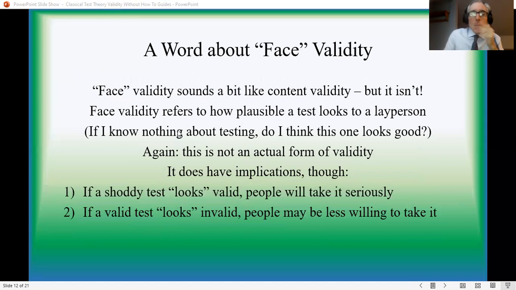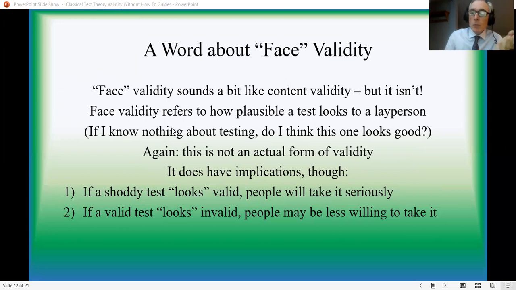Sorry. I should say something about what's known as face validity. It sounds like content validity, but it's not. Face validity, unlike content validity, refers to whether the test looks good to someone who doesn't know anything about the subject. So if I don't know anything about depression, or Middle Eastern history, or creativity, does it look to me like a pretty good test of one of those things? This is not actually a form of validity at all. From a purely scientific standpoint, a psychometric standpoint, we don't care what uninformed people think about a test.